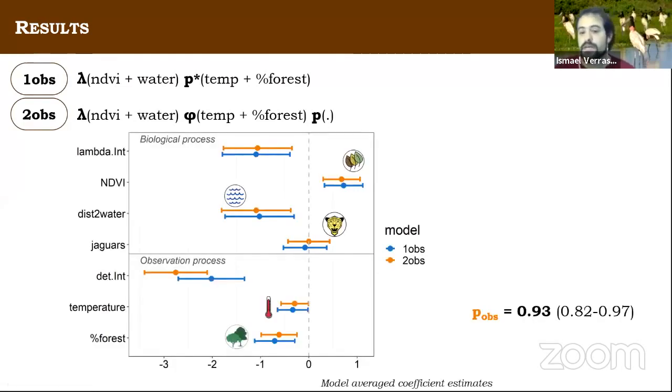For the coefficient estimates, we had a positive effect of vegetation greenness and a negative effect of distance to water bodies on the local abundance of marsh deer, and no effects of jaguar densities. And in the observation process, we had a negative effect of temperature and the coverage of forests on the detection of individuals. And for the 2 observer model, we obtained a probability of an observer detecting an individual available on the images of 0.93, which is quite high.